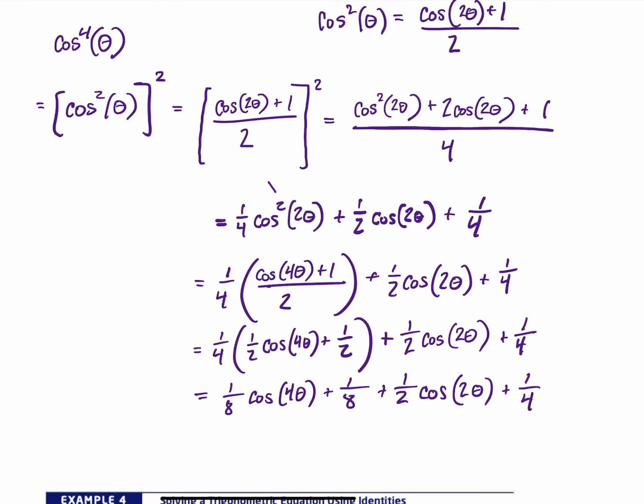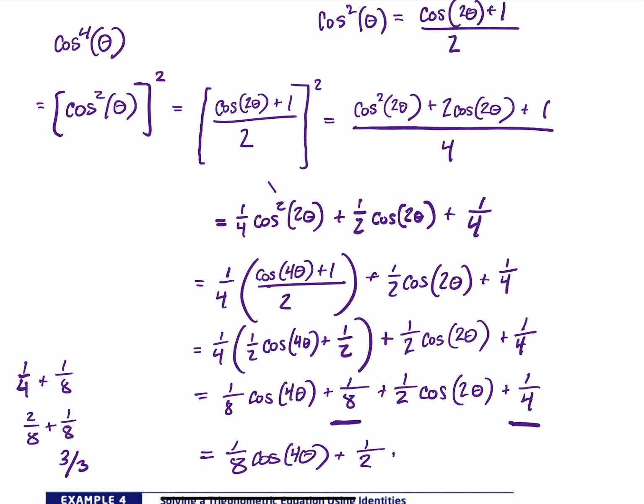And then we're almost there. We just need to combine this 1 over 8 and 1 over 4. 1/4 plus 1/8 is like 2/8 plus 1/8, or 3 over 8. So this will reduce to 1 over 8 cosine of 4 theta plus 1/2 cosine of 2 theta plus 3 over 8.